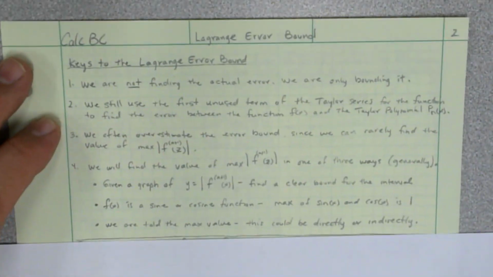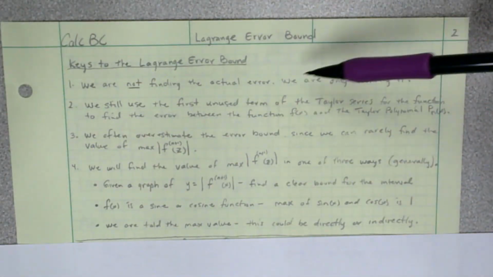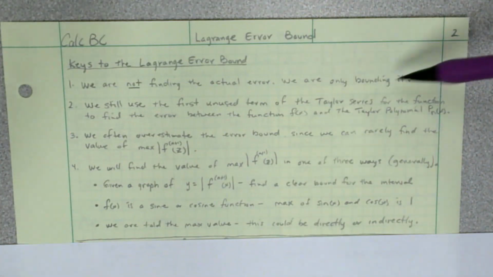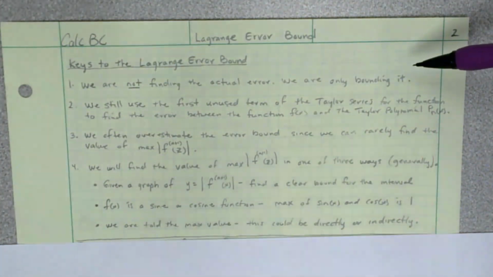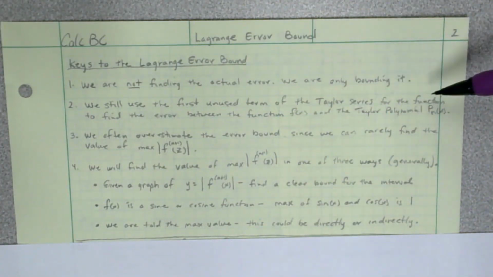Here are some keys to the Lagrange error bound that we want to look at. We are not finding the actual error. We are only bounding it. We're trying to find the most it could be. So we know that we're always going to be less than or equal to that. We still use the first unused term of the Taylor series for the function to find the error between the function and the Taylor polynomial.